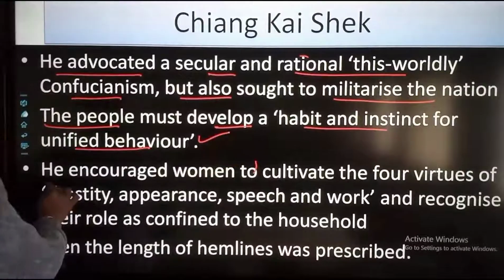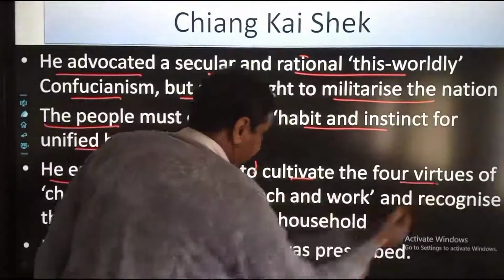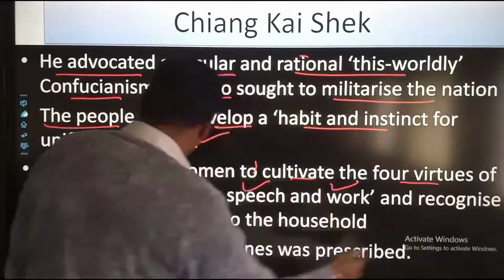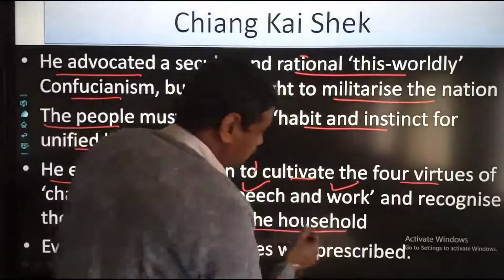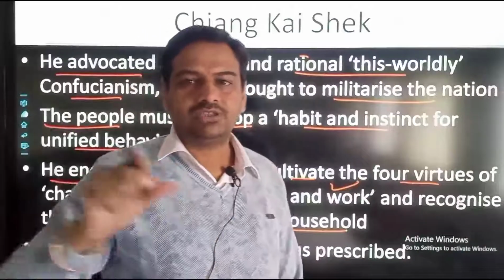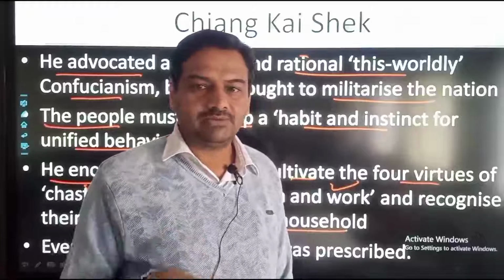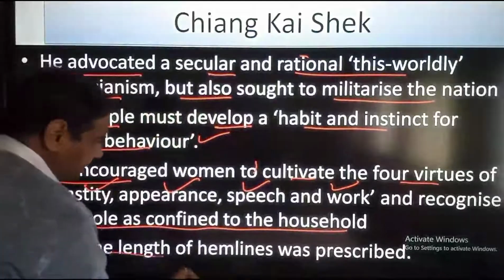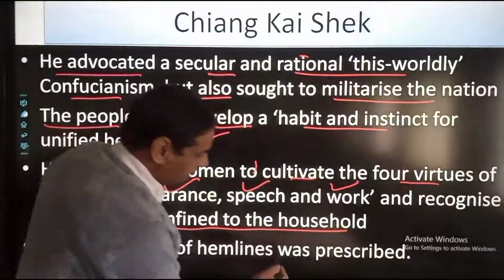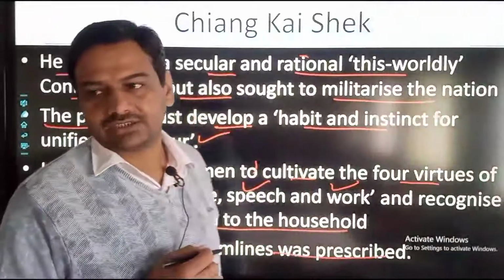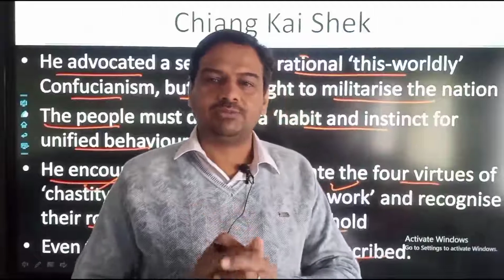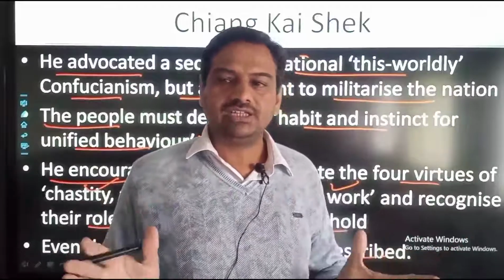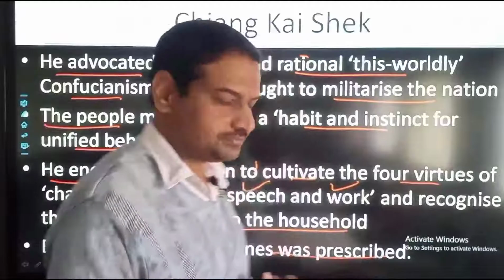This was his philosophy. He encouraged women to cultivate the four virtues: chastity, appearance, speech and work, and to recognize their role as confined to the household. So he was not in favor of giving more rights to women. He wanted women to confine themselves to household chores only. They should not come into the public role. Even the length of the hemline worn by the women of China was prescribed by Chiang Kai-shek. So we think that Chiang Kai-shek wanted to establish a military rule in China, which was influenced by his ideas. So many Chinese turned against Chiang Kai-shek.